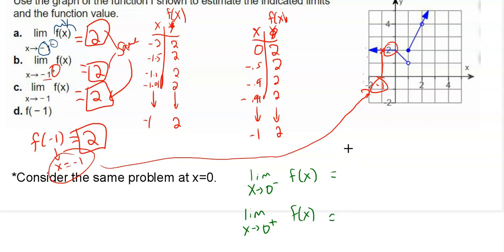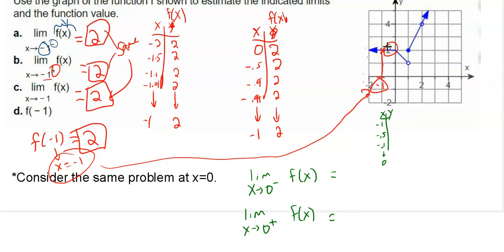Now, from the left-hand side, I just feel like we should make a chart because that's the point I want to make here. So we'll make a chart. As x approaches 0 from underneath, from the left-hand side, we can start at -1, -0.5, -0.1. That's approaching 0, right? It's getting closer and closer to 0 from underneath, from the left-hand side.